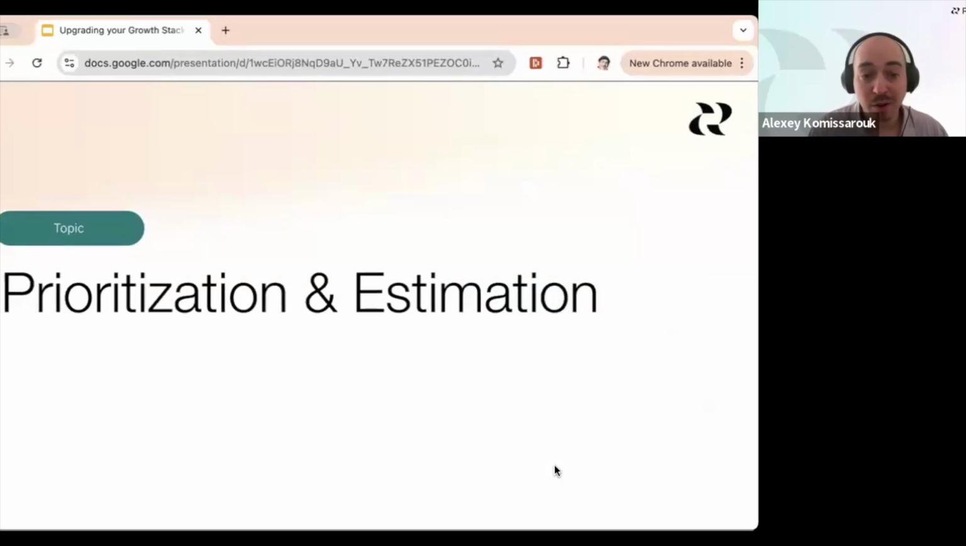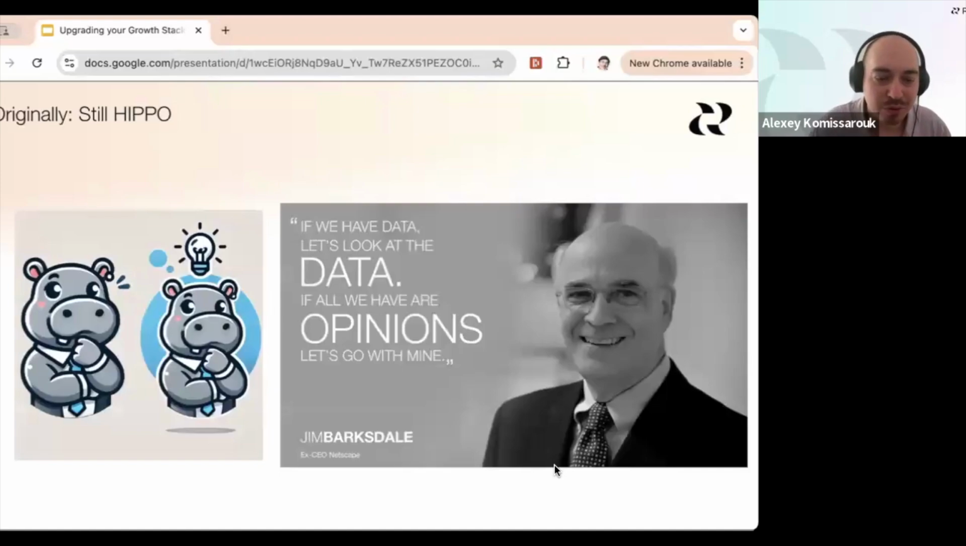But I also want to talk about prioritizing those ideas and then estimating what happens next, right? Because if you got a lot of ideas, but then you don't find the best ones, it's not that valuable. So again, the default state is this sort of HiPPO mode. There's this great quote where if we have data, let's look at the data. If all we have are opinions, let's go with mine.